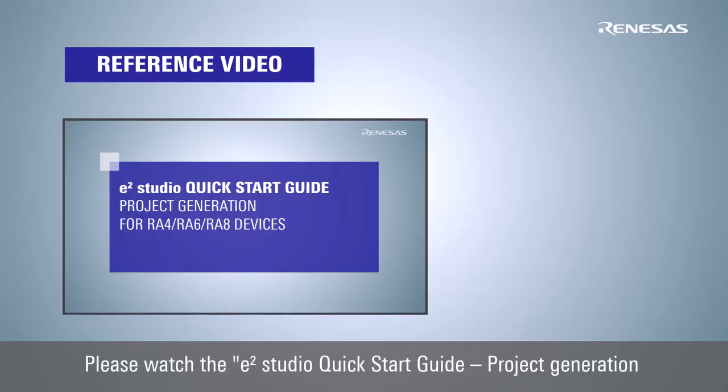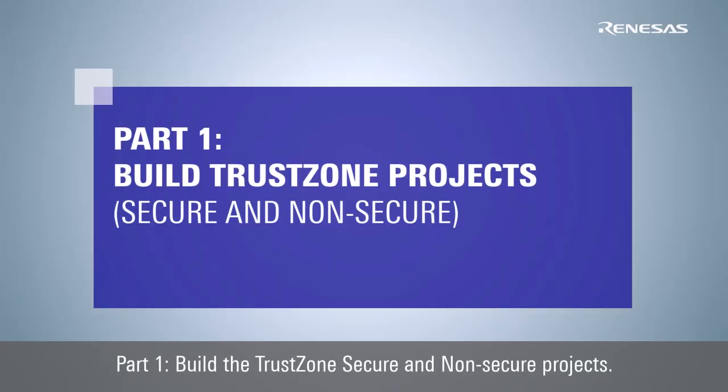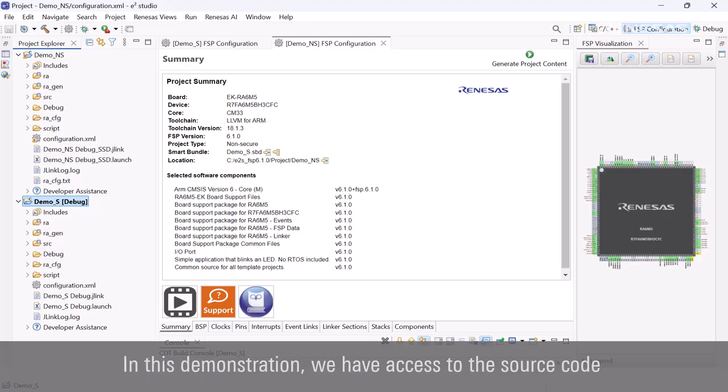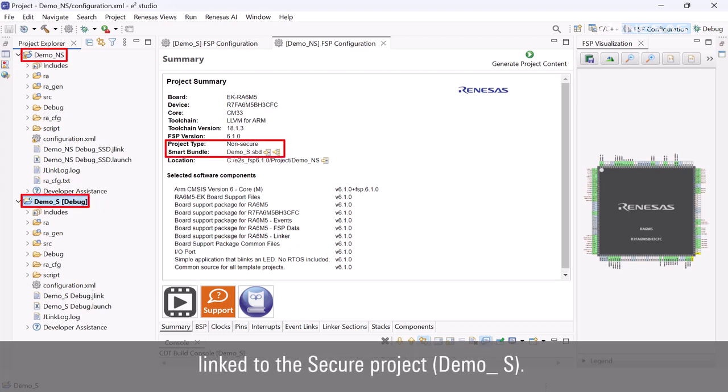Please watch the e² studio Quick Start Guide, Project Generation for RA4, RA6, RA8 devices video to learn how to create the projects. Part 1, Build the TrustZone Secure and Non-secure projects. In this demonstration, we have access to the source code of both secure and non-secure projects. The non-secure project is linked to the secure project.